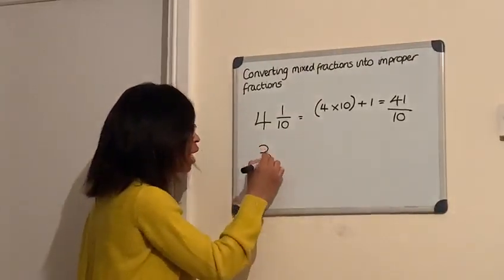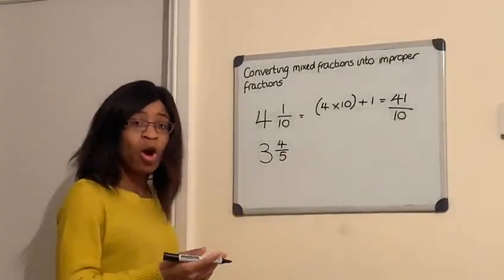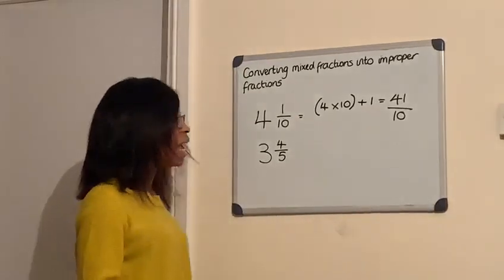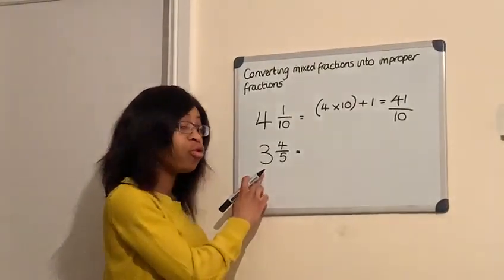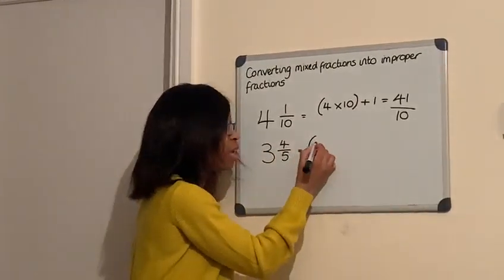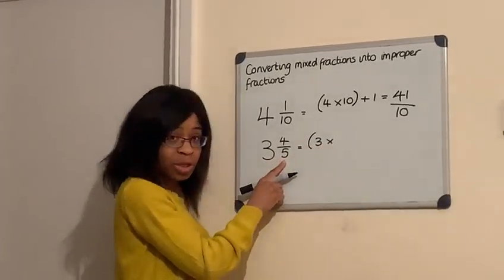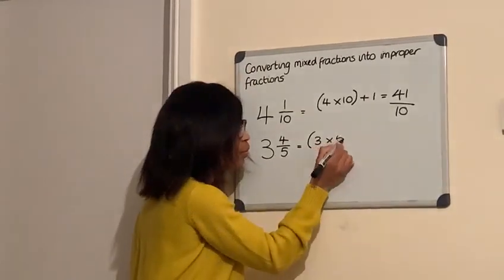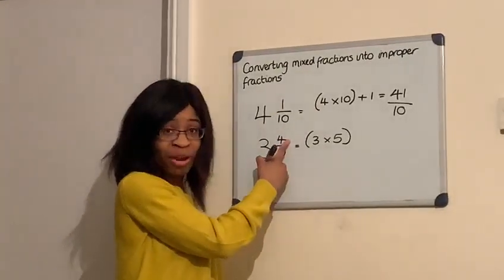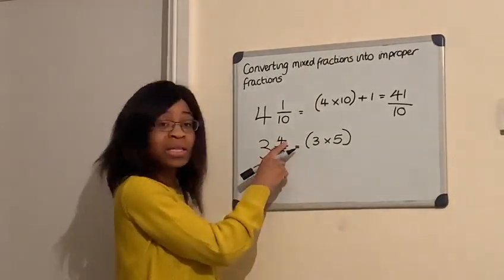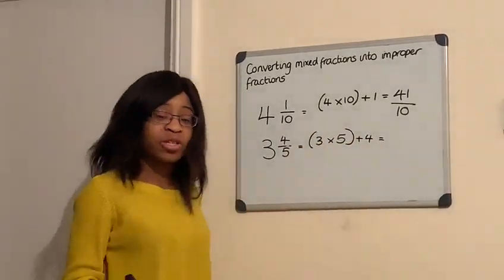So if I put 3 and 4/5, so 3 wholes and 4/5. Again, all we're doing here is multiplying the whole or the 1. So that's 3 in this case. We are multiplying that by the denominator or the bottom number, which is 5. We're going to close off our brackets, and then we're going to add the numerator or the top number in the fraction, which is the number 4. So we add 4 to that. Now let's see what that comes to.